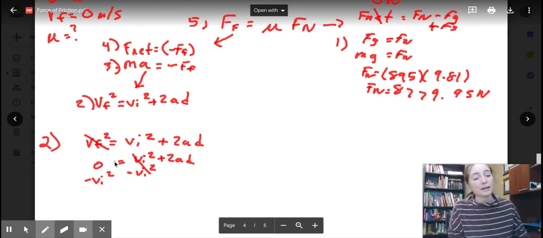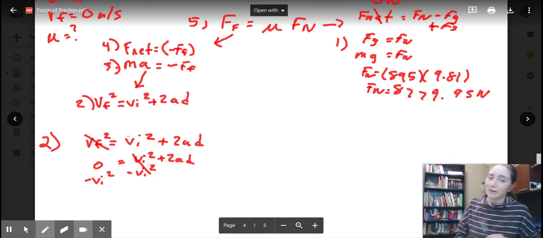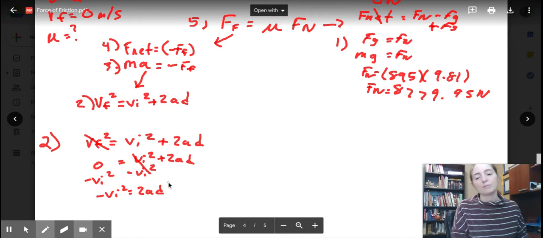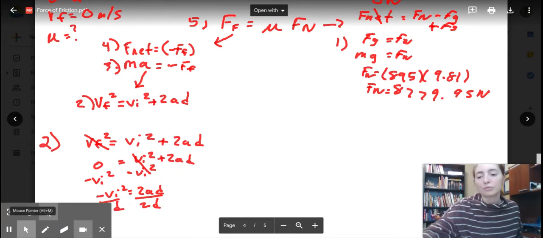Okay, don't drop that negative, ladies and gentlemen. Remember, those negatives are really important with our direction, so watch out for that, okay? So our negative VI squared is going to equal 2AD, and I'm trying to isolate acceleration, so I'm going to divide by 2D on both sides. I will scroll down.